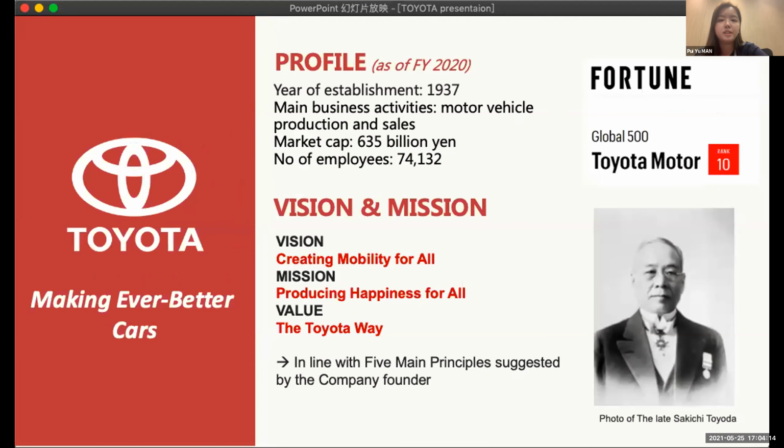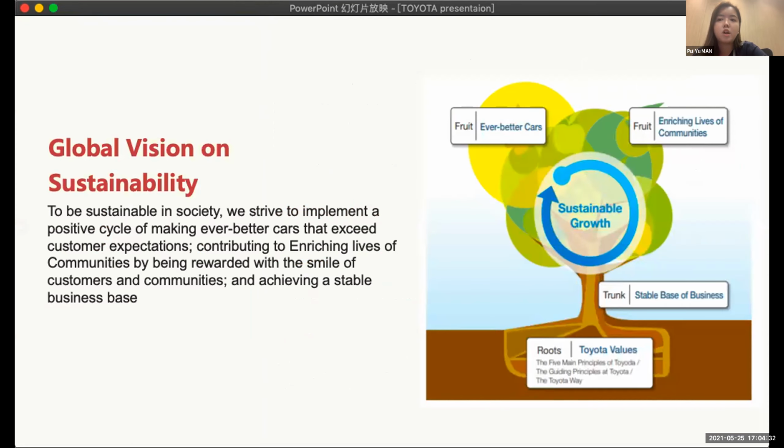Toyota Motor was founded by Mr. Toyota in 1947, now a Fortune 500 motor vehicle manufacturer with a history of 80 years. The company puts sustainability in its heart and embodies it in its vision and values listed here. Their global vision is in line with their values and also serves as a good strategic direction in guiding their daily operations. For example, you can see the ever-better car, the fruit of this tree, helps them work on technology enhancement, while enriching lives of communities guides them in how to invest in the community. We will further discuss how they realize these wishes through different initiatives.